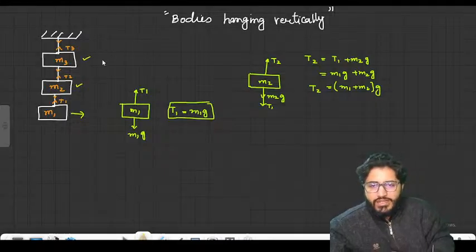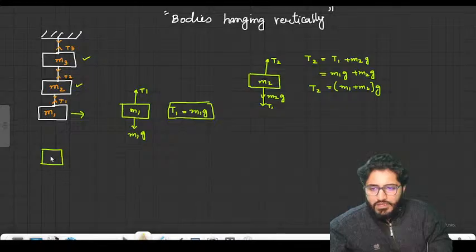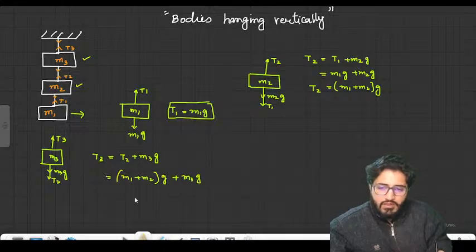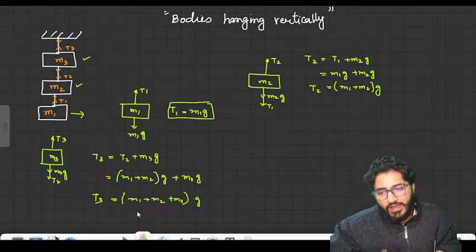Now this one, T3. It is M3. There will be T3 upward, and there is T2 and M3G downward. I can write T3 is equal to T2 plus M3G. T2 is M1 plus M2 multiplied with G, plus M3G. So T3 is M1 plus M2 plus M3 into G. This is how we can find T1, T2, T3.